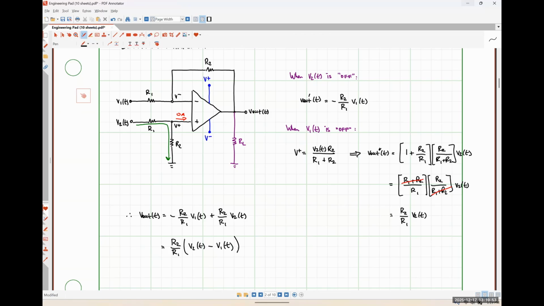And so we can see that the output signal of this particular configuration is just the difference of our input signals, V2 minus V1. So the one on the non-inverting pin gets a plus sign, the one on the inverting pin gets a minus sign. And then that difference is scaled by the ratio of those resistances. So if we wanted the output to purely be just the difference of those two signals, we just need to make R1 and R2 equal to each other.